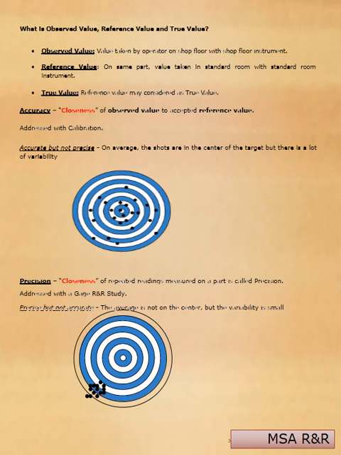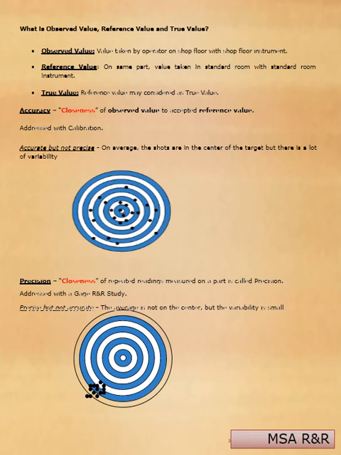What is observed value, reference value, and true value? Observed value: the value taken by the operator on the shop floor with shop floor measurements. Reference value: on the same part, the value taken in the standard room with standard room instruments. True value: the reference value may be considered as the true value. Accuracy: closeness of observed value to the accepted reference value. It is normally addressed with calibration.